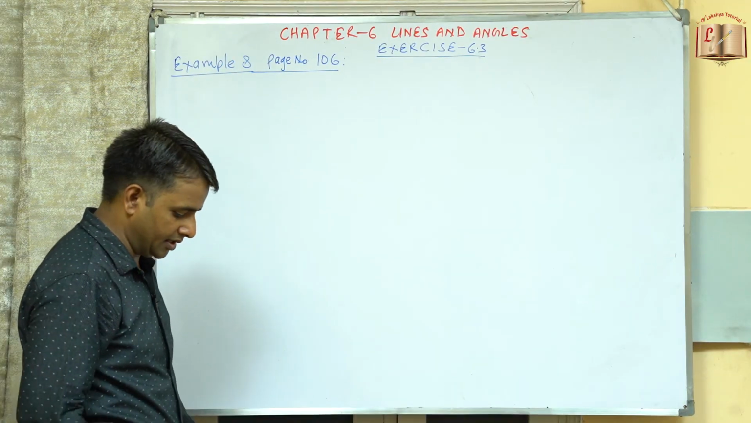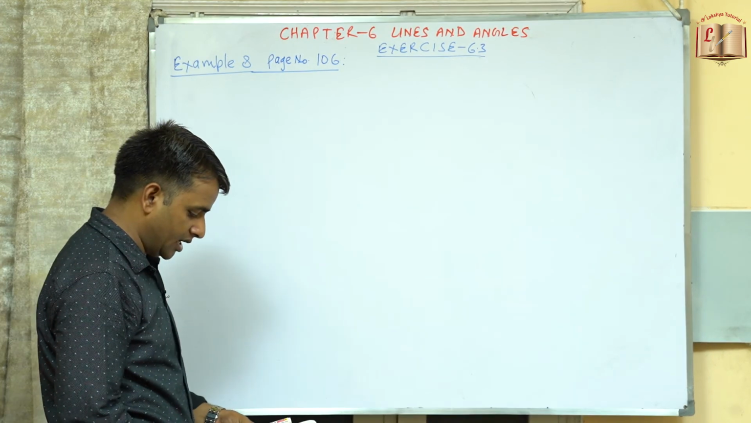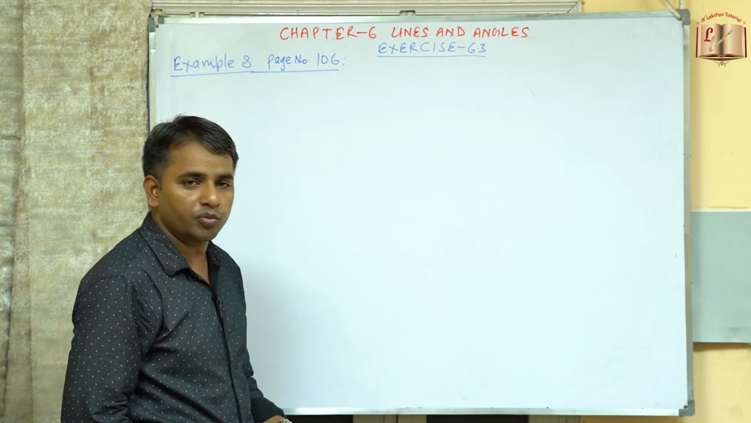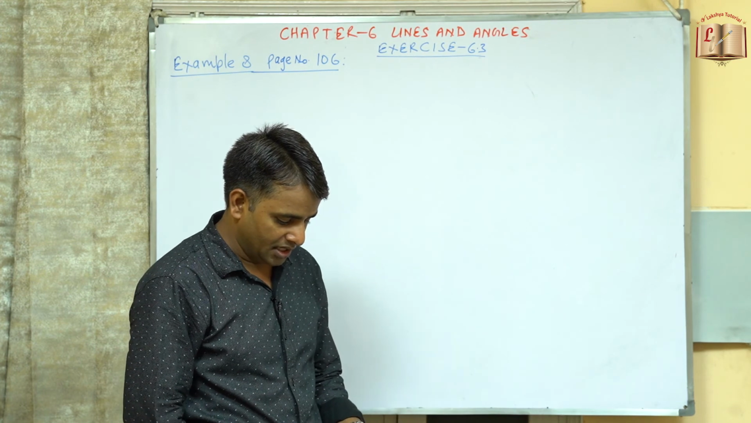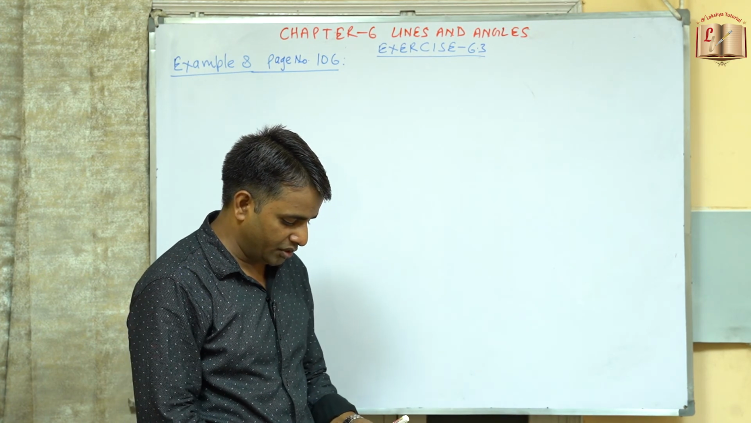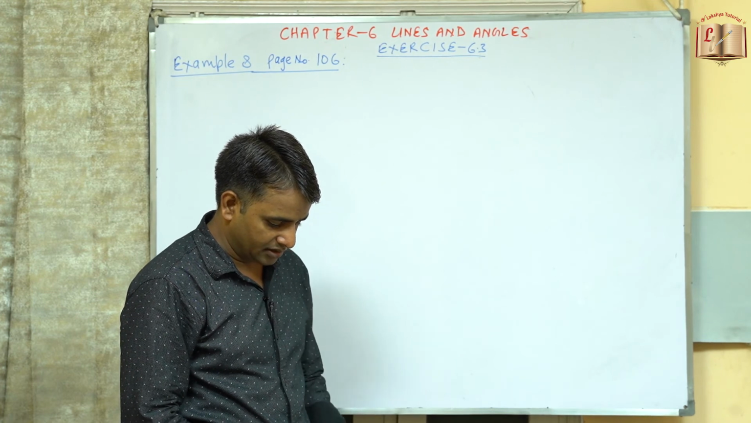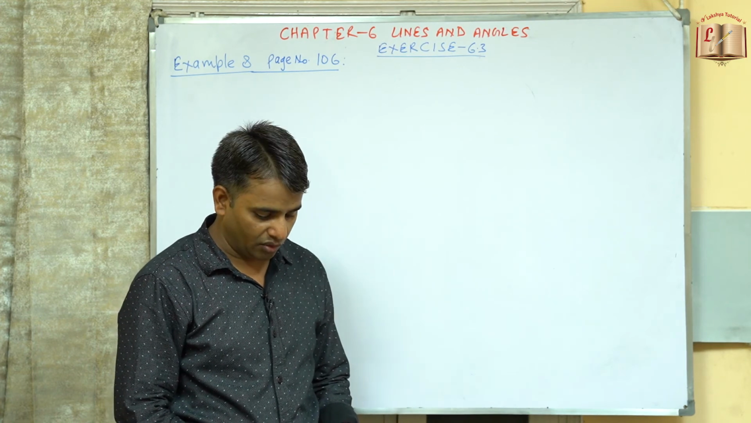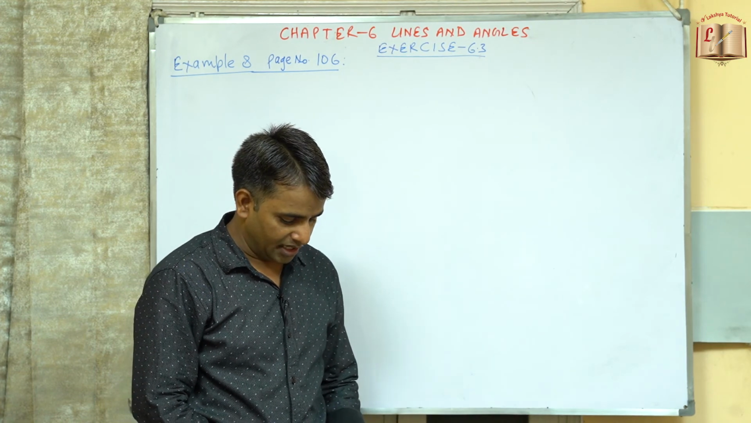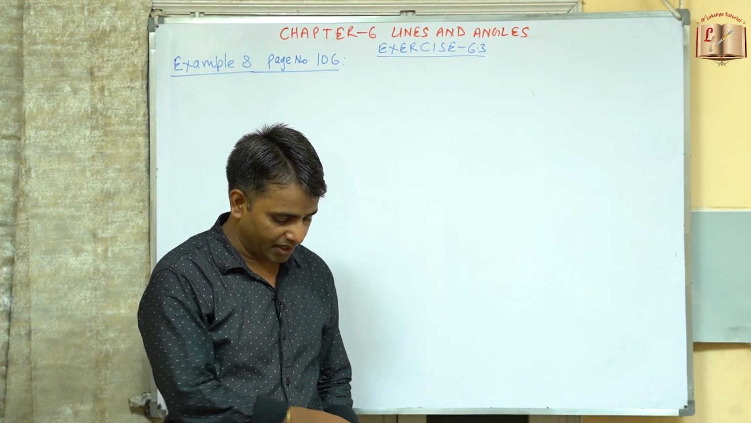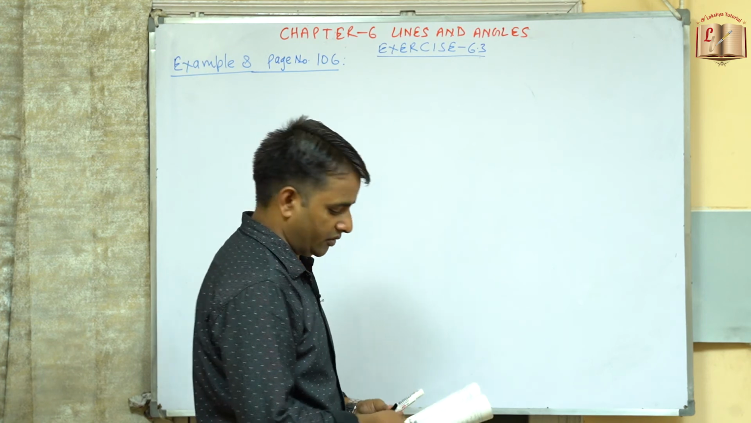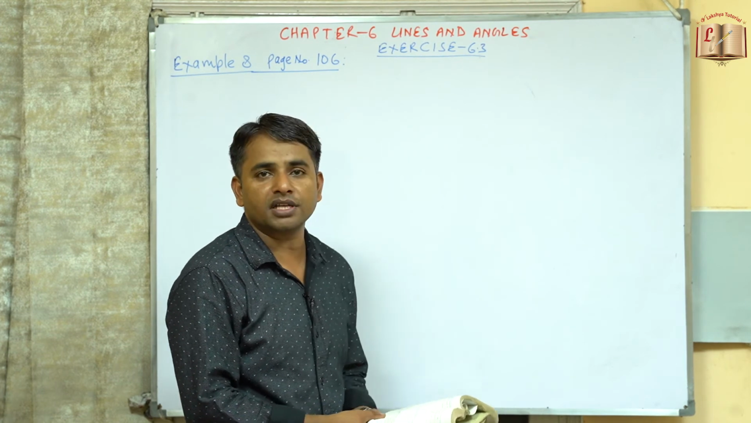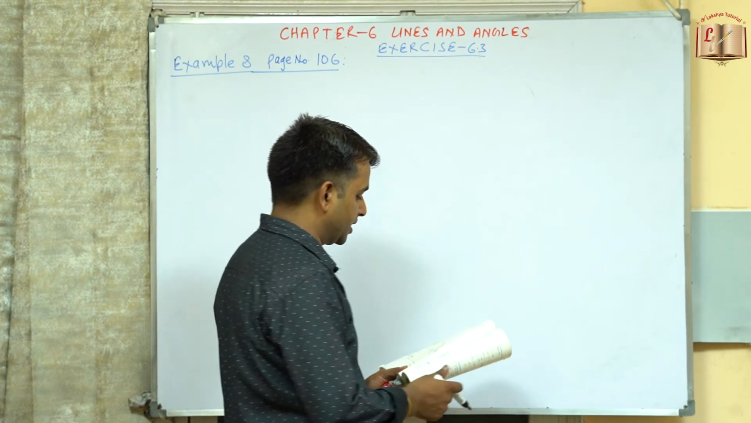Now coming to example 8: in figure 6.38 the sides AB and AC of triangle ABC are produced to points E and D respectively. If the bisectors BO and CO of angles CBE and BCD respectively meet at point O, then we need to prove that angle BOC is equal to 90 minus half of angle BAC. This is one of the important questions that comes in many exams, normally asked for 4 marks, so we understand it carefully.